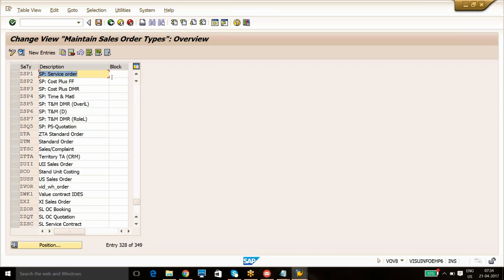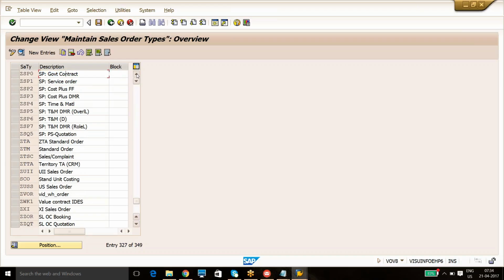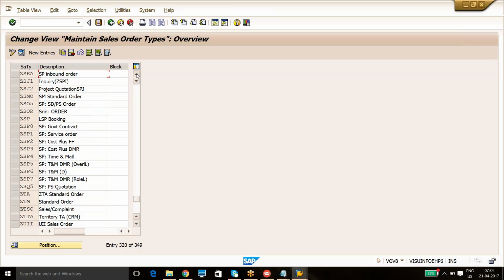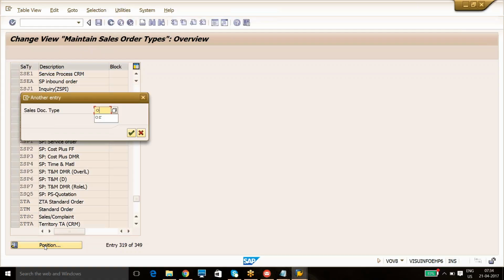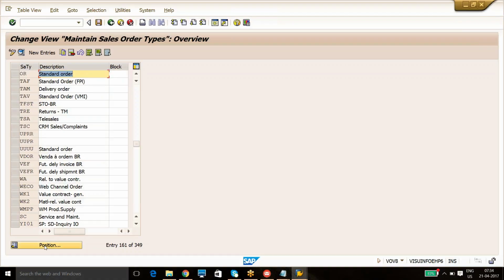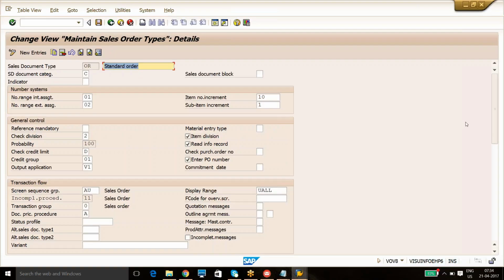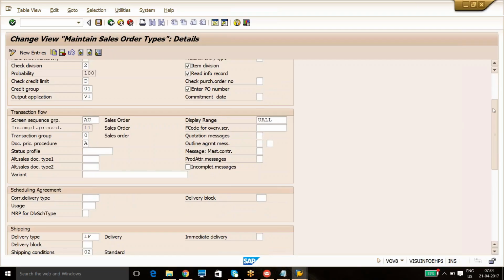We will take any type of sale order, or we can even go for a standard order, just to show you the important field which is required to make sure this particular order is processed and will be helpful for us for TOR. For that I have come to this segment. Let me know if you are able to see the SAP screen for maintain sales order types. Yeah, I'm able to see it.